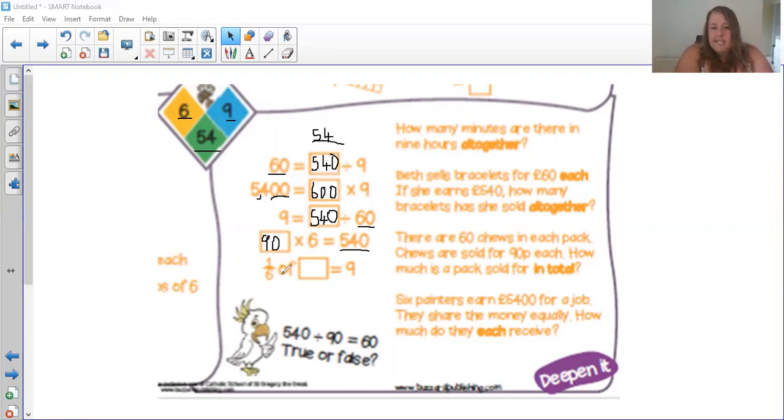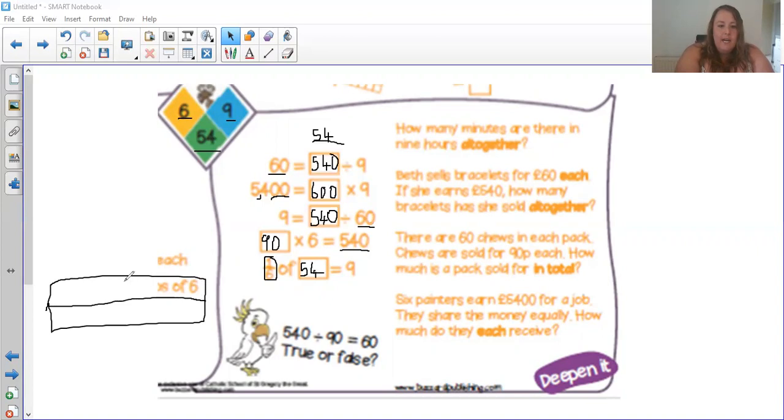And the final one, a sixth of what is 9? So again, my missing number here is my 54. But I'm going to explain why, because this one seems to trick a lot of people out when it's a sixth. And if I just show you from the very first draw it question earlier, that we had our 54 on the top and it's asking 1/6.